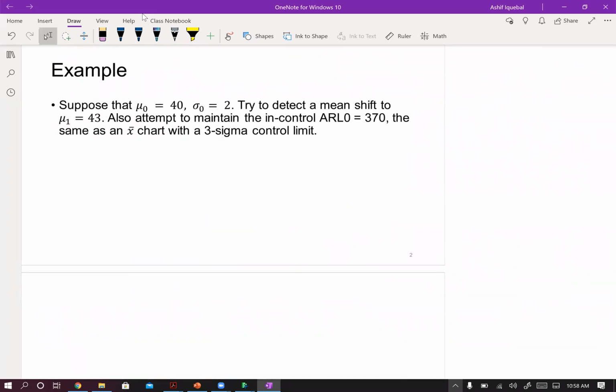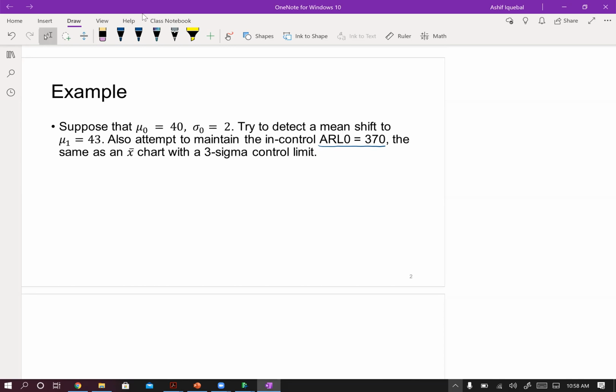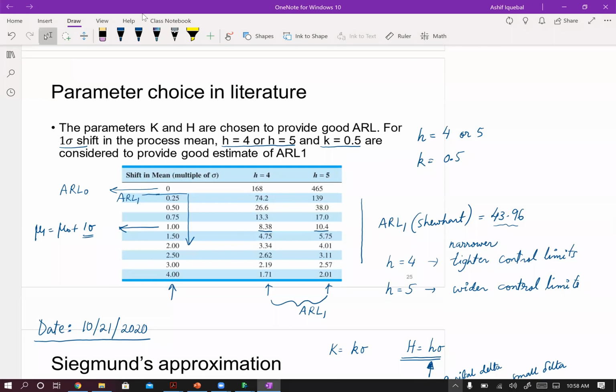Suppose that the in control process mean is 40, mu naught is equal to 40, and sigma naught is equal to 2. The objective here is to detect a mean shift to mu1 equal to 43. And the question also specifies that we have to maintain the in control ARL 0 of 370. Now, if I want ARL 0 equal to 370, then I have to find out the value of small h. If I know small h, I can find out capital H, which is small h times sigma.